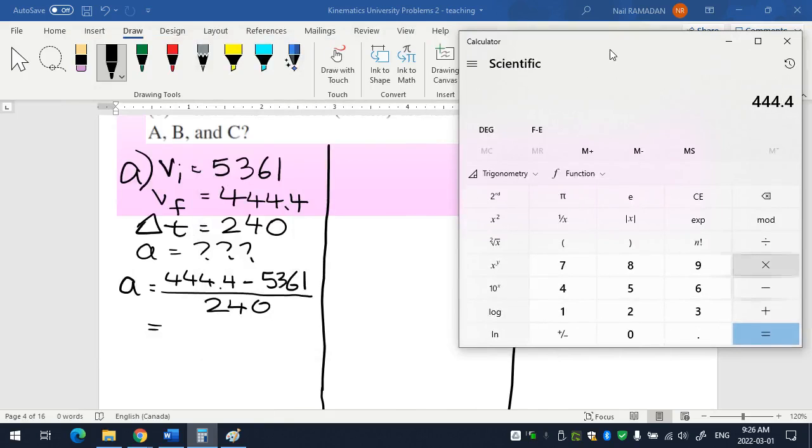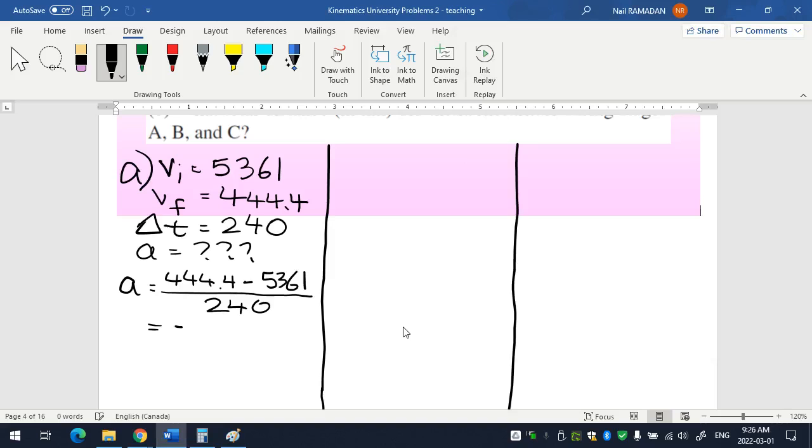444.4 subtract... 5361 divided by 240. Yep, negative as expected. The module, the landing vehicle, was losing 20.5 meters per second every single second during stage A only. So negative 20.5. And because this is the final answer, I'm going to put a unit: meters per second squared. Nice.